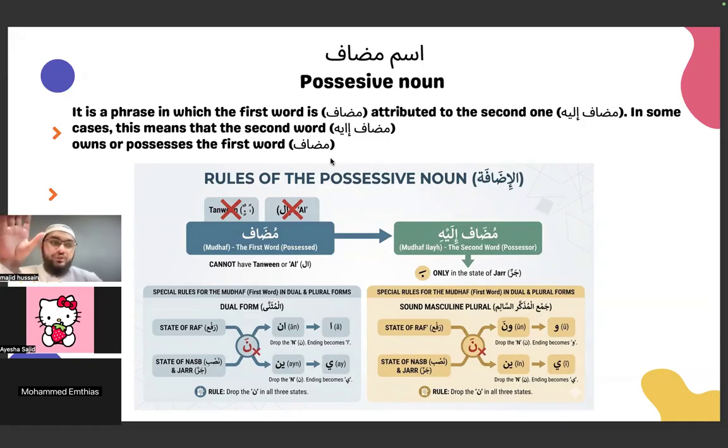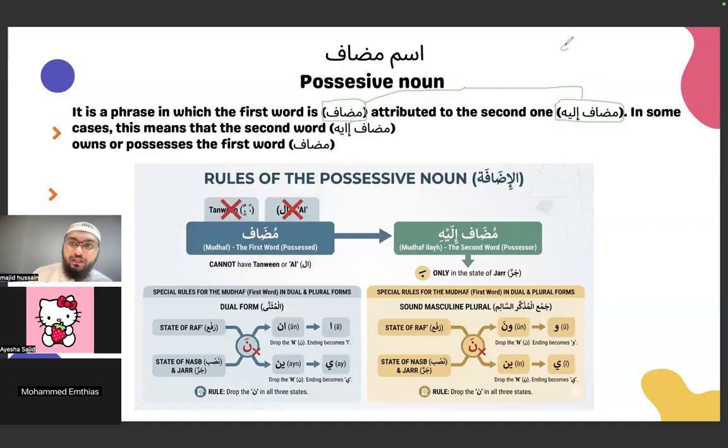So we'll get into it slowly. We need to understand two parts of ism mudaf. In a possessive noun, the first word in a phrase is known as mudaf, which will always be attributed to the second word, known as mudaf ilay. This shows that the second word, mudaf ilay, owns the first word, the first thing.